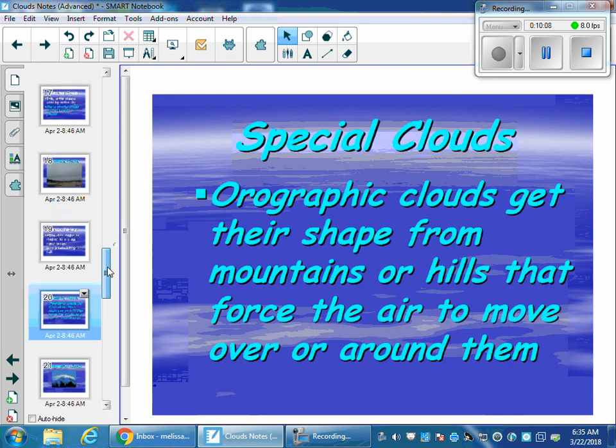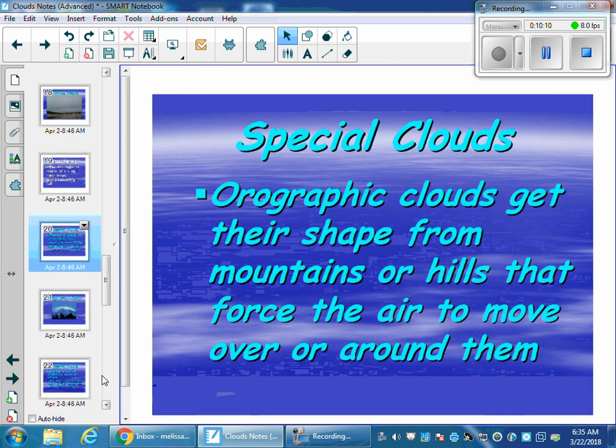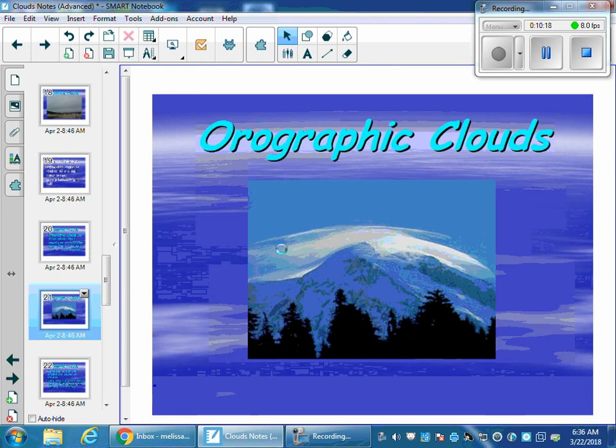There are some special clouds we're going to take a look at really briefly just to see some different ones. These are called orographic clouds. They get their shape from mountains or hills. And these look like this, where it's kind of like over the mountain or hill. Kind of cool.